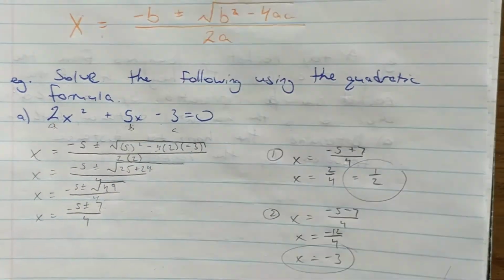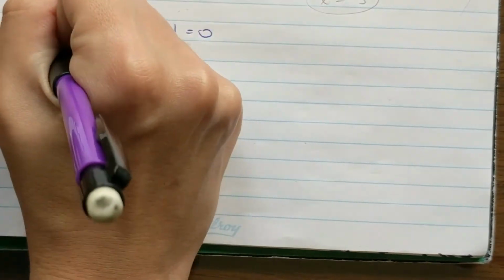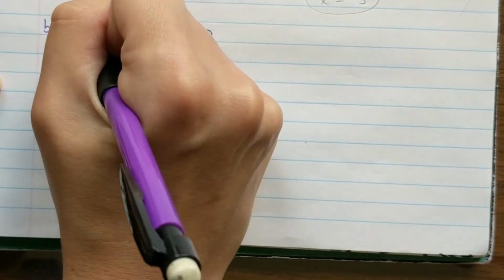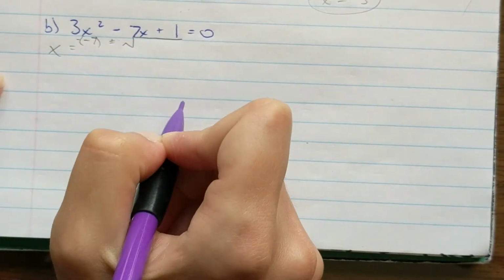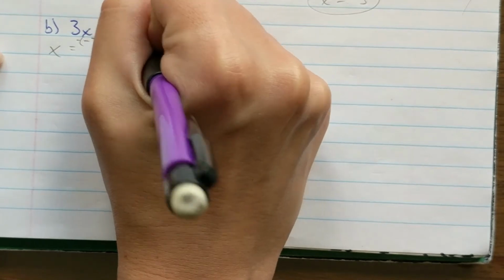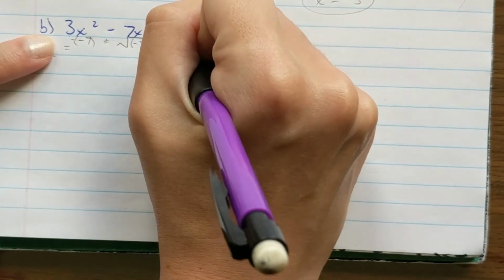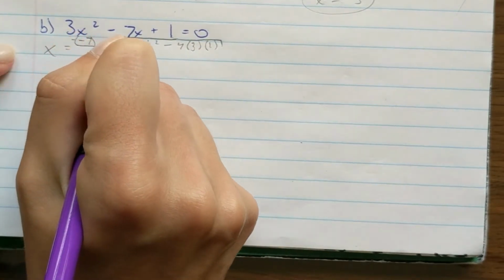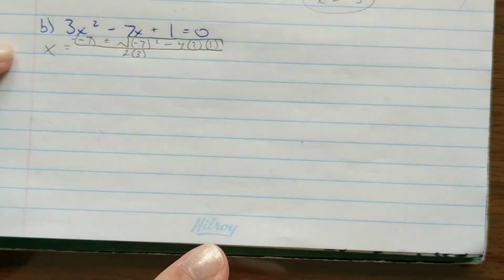Let's do a second one here. 3x squared minus 7x plus 1. Let's start with our quadratic equation, our quadratic formula. X is equal to negative b, so negative negative 7, plus or minus the square root of b squared, so b is negative 7, negative 7 squared, minus 4 times a, which is 3, times c, which is 1. All of that under my square root sign. And this whole thing divided by 2 times a, which is 3.